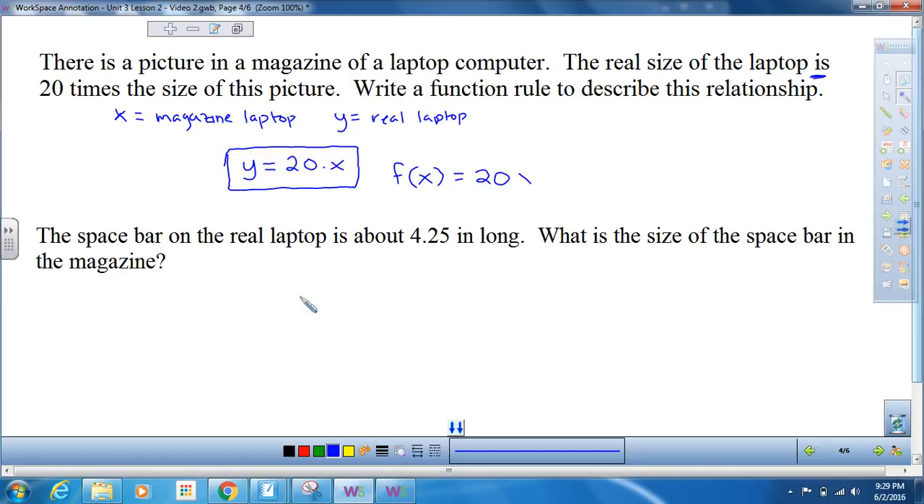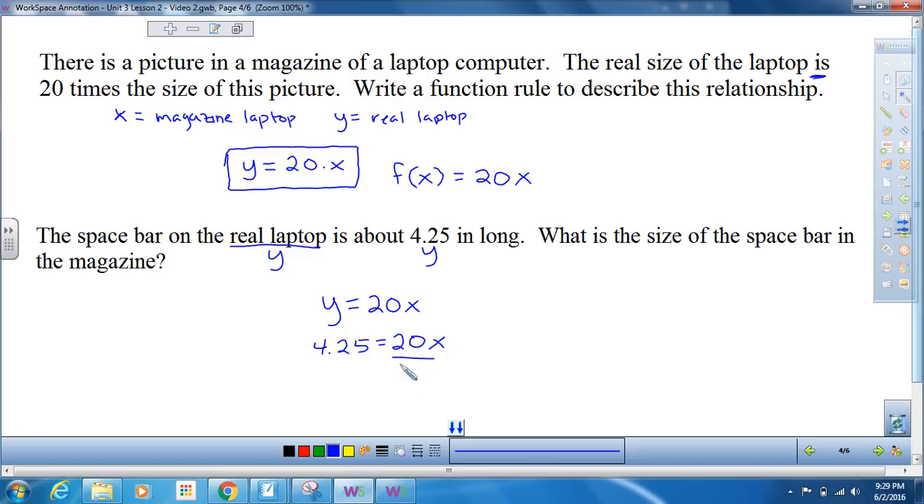All right, the space bar on the real laptop is about 4.25 inches long. What's the size of the space bar in the magazine? Okay, we have real laptop, which is variable y. So this is going to go in for y. So I'm going to use my equation. I'm going to use y equals 20 times x, and then I'm going to plug 4.25 in for y.